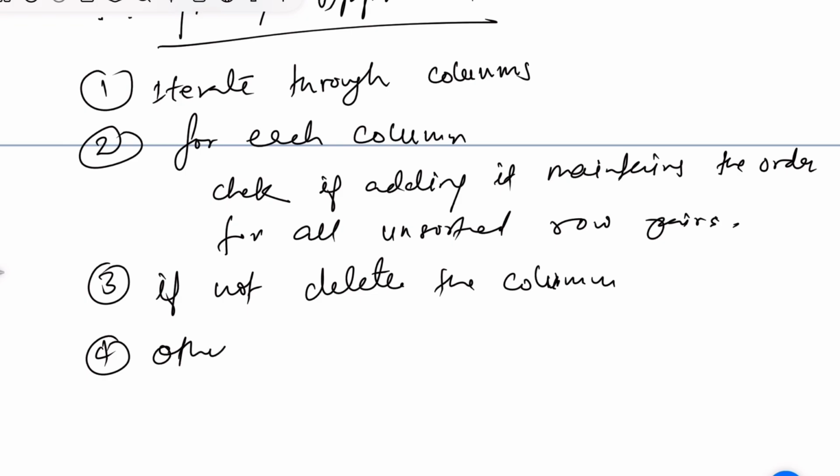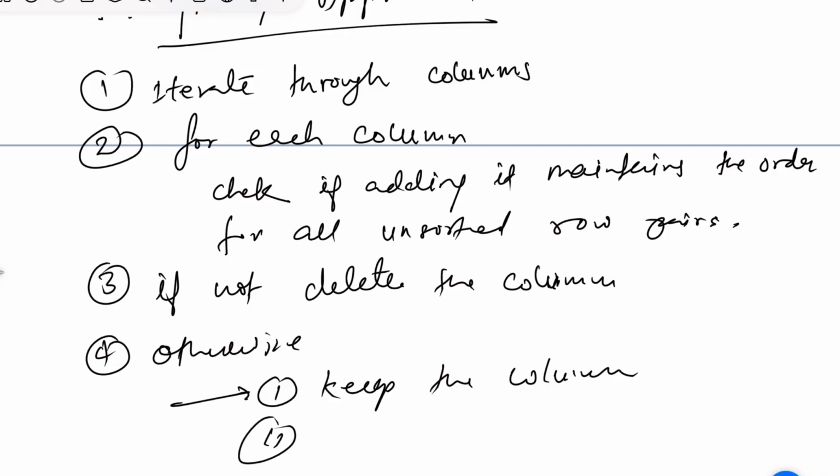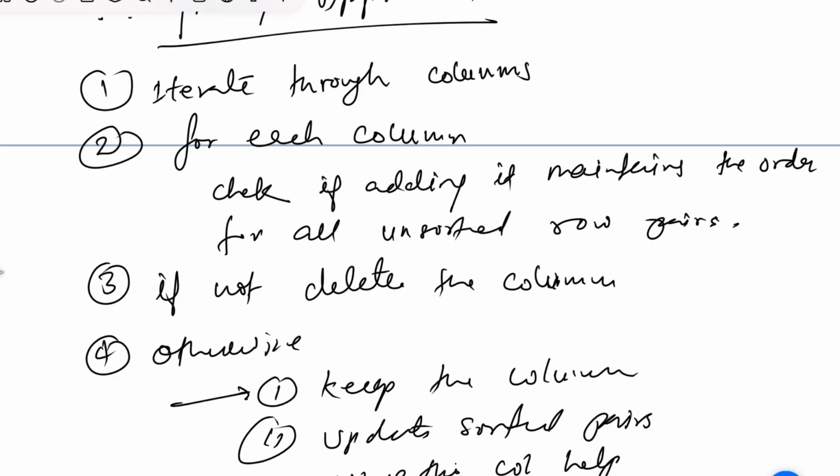Otherwise, very first you keep the column, or update sorted pairs, right? We check whether these columns help or not. If it helps, keep it. So this ensures minimum deletion because we only delete when false, right? So you have to take it.